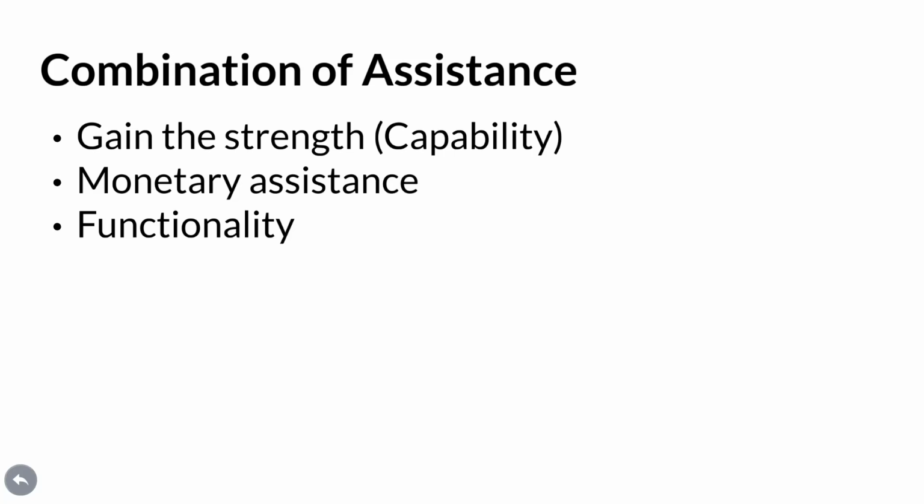Now, in a broader sense, the monetary assistance given, such as TANF, SNAP, EBT, and all those other resources, would allow a family to use the other allocated funds to work on other capabilities and improve their functionality.